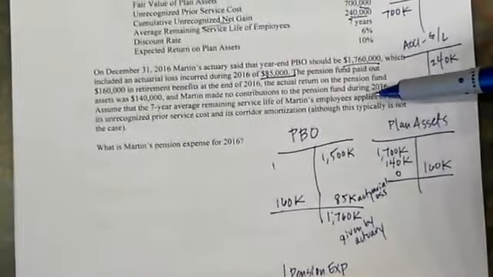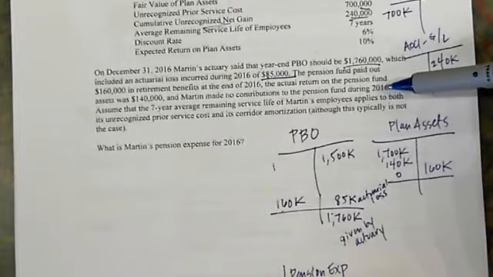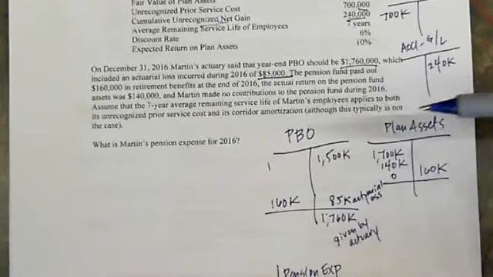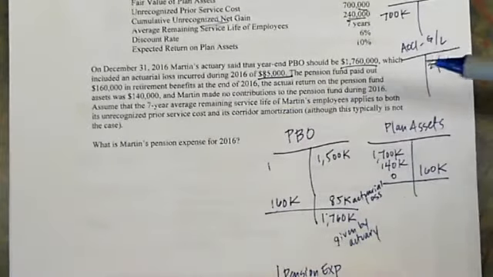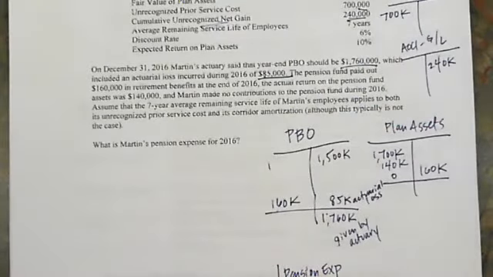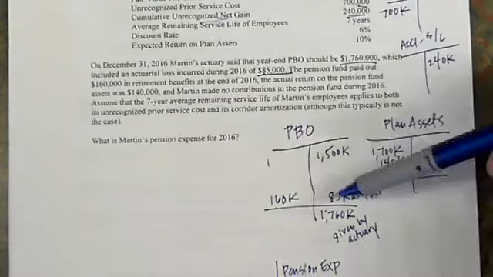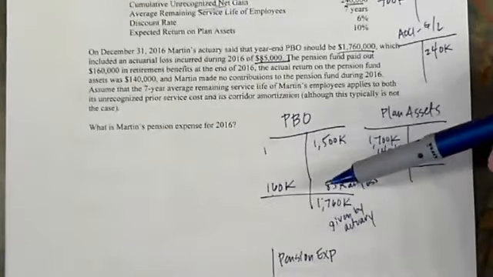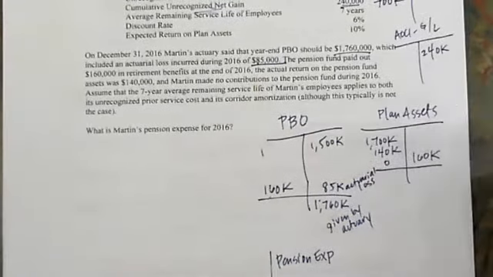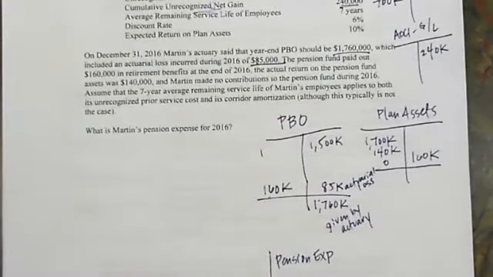It says, assume that the 7-year average remaining service life applies to both unrecognized prior service cost and quarter amortization. What is pension expense? Well, what do you need? What don't you have? You can figure out basically every component of pension expense except one, service cost. How can you figure that out? Oh, look, you got some PBO that you can solve for. So now I would start and see if you can figure out the rest of the components of pension expense.